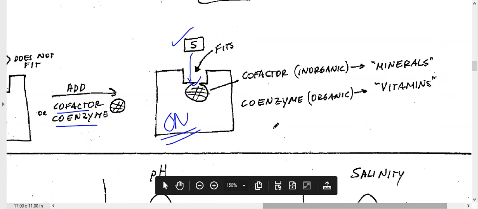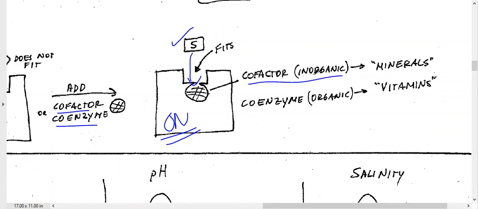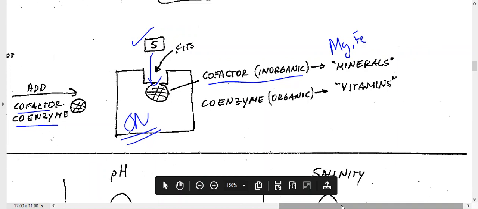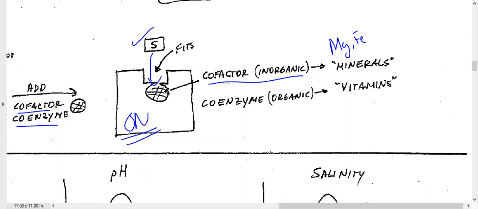So what are cofactors and coenzymes? Because they're not basketballs. Cofactors are usually minerals. They are inorganic. These are things like magnesium, iron. This is why if you take vitamin supplements or mineral supplements, you have to consume these, because they help regulate your chemical reactions. They serve as cofactors that help turn on enzymes, right?